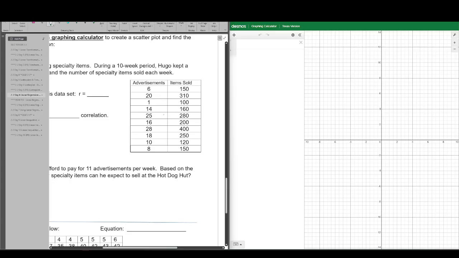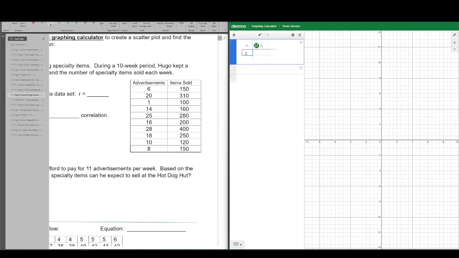We need to get this table into Desmos. So if you're not aware, you can click on this little plus, which says Add Item in the top left, and one of the options is to add a table. So we're going to add table, and we get an X and a Y column, just like on this table.